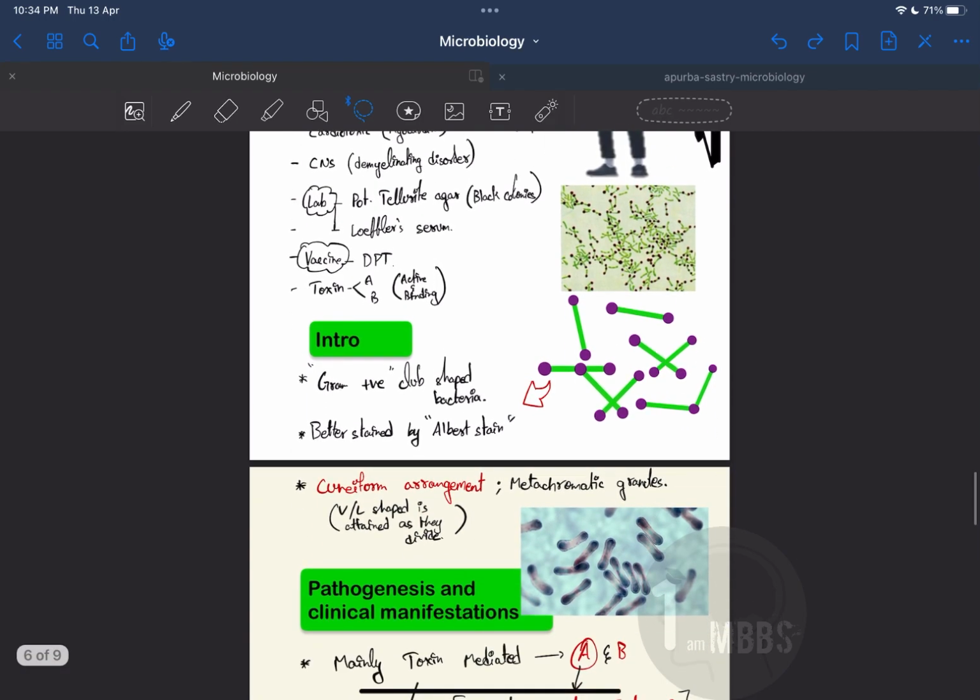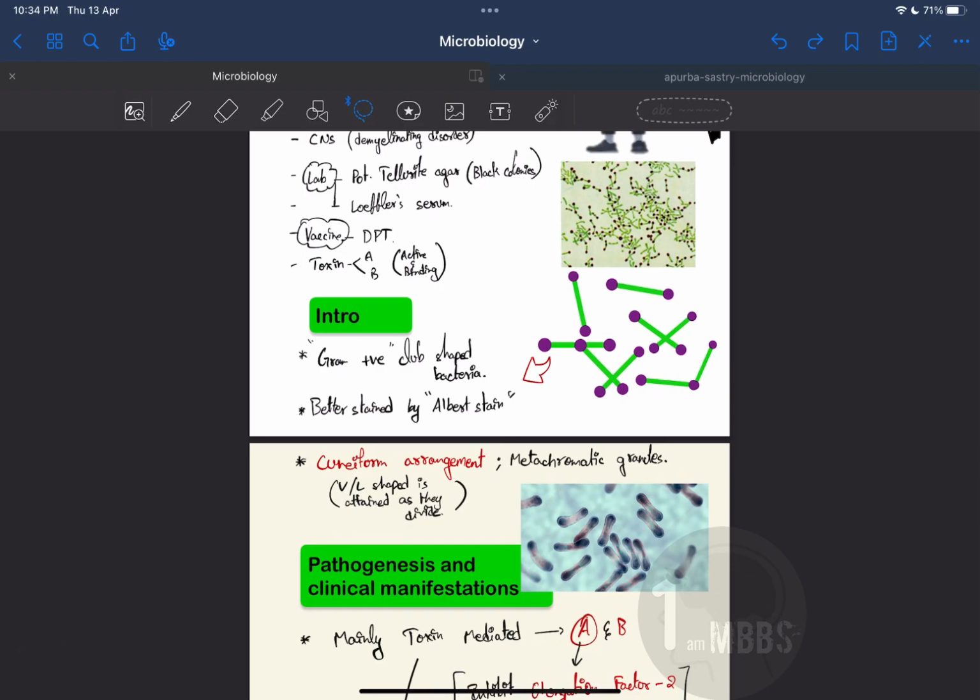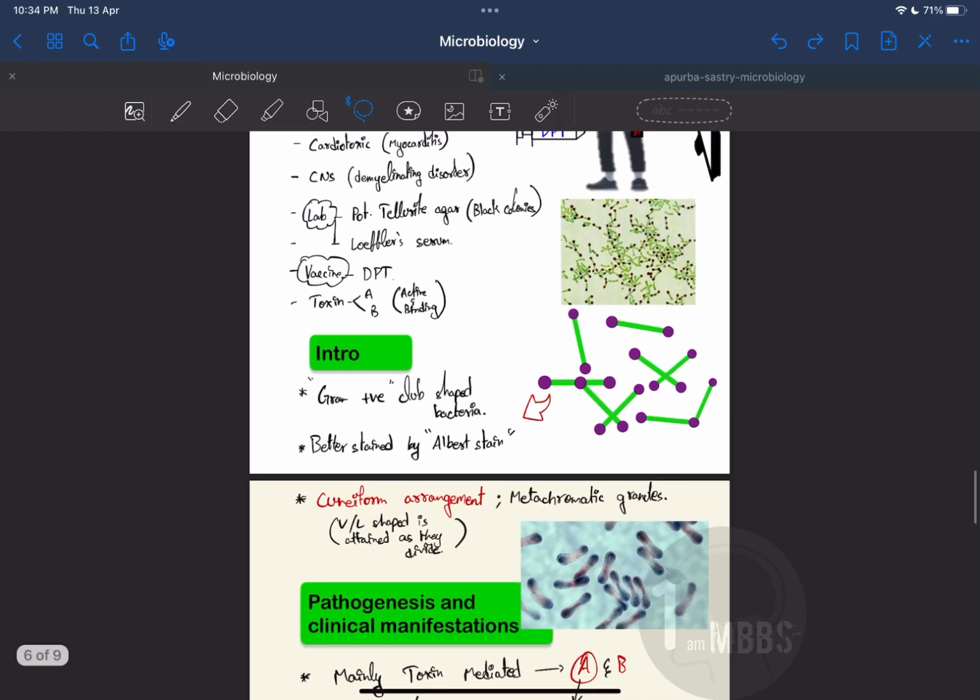Okay, let's come into the intro. As I have told you earlier, yes, it is a gram-positive bacteria on gram staining, but it has a better alternative called the Albert stain, in which you can see greenish, purple colored bacteria, where the purple color is stained by the metachromatic granules, which are the storage spots. It has a characteristic cuneiform arrangement, also known as the Chinese letter arrangement, in which the bacteria are arranged in a V or L shape as they divide from the mother cell into the daughter cell.